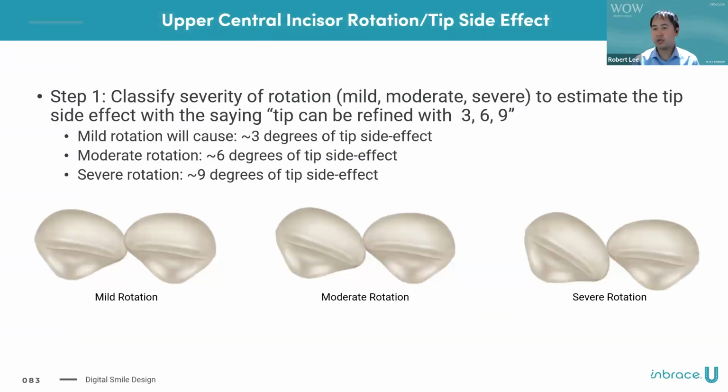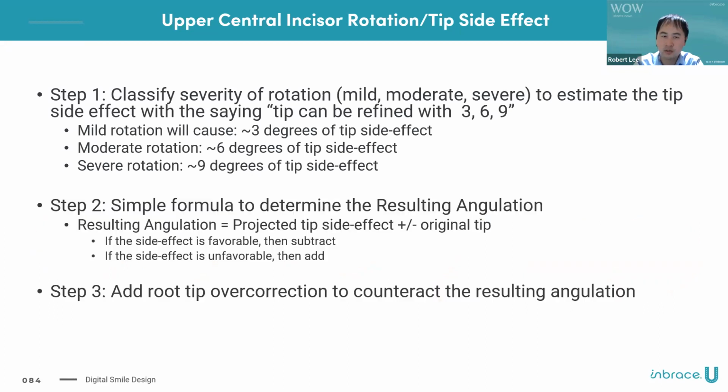And this is where, again, I always talk about, most important thing is overcorrecting the right direction, not really necessarily the amount. But if you did need to estimate it, then we can use the exact same saying as we use for space closure, because we're dealing with tip, and tip can be refined with 369. So if you perceive it as a mild rotation, most likely it's going to be about 3 degrees of a tip side effect. Moderate rotation is going to be about 6 degrees of tip side effect, and severe rotation is going to be about 9 degrees of tip side effect.